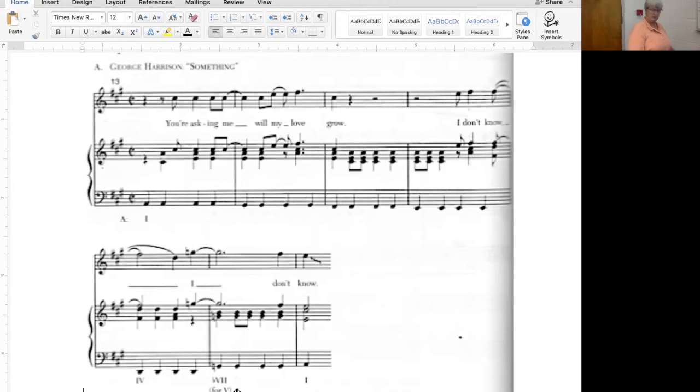Again, it's 1 to 4 to flat 7, passing 7th, and to 1.